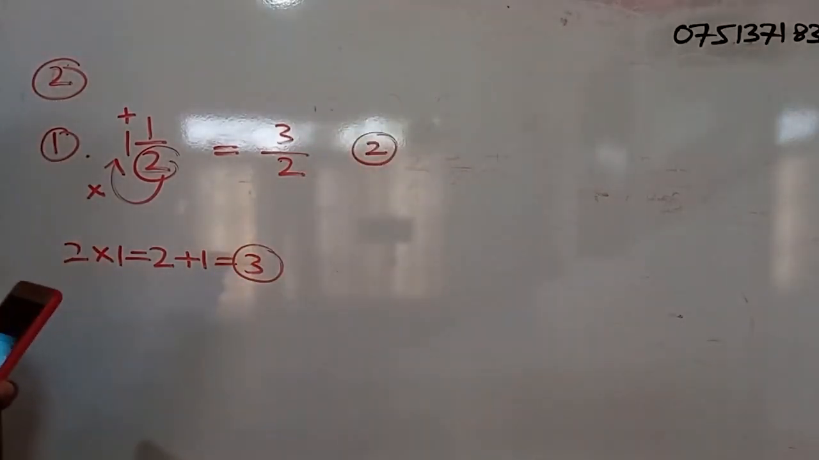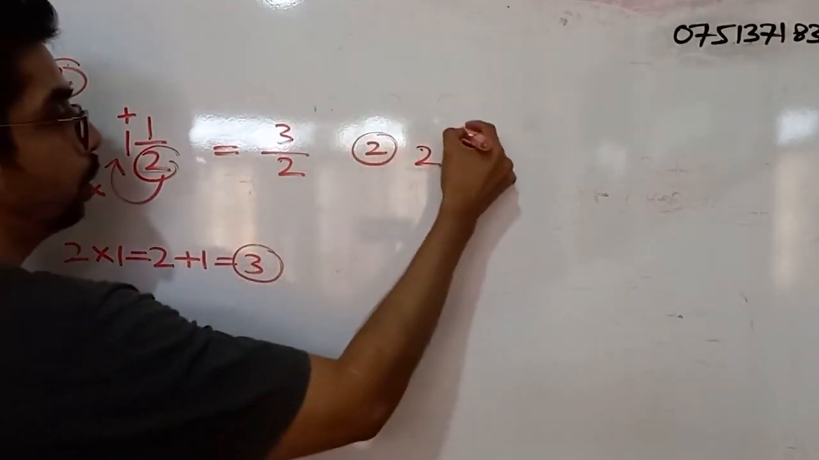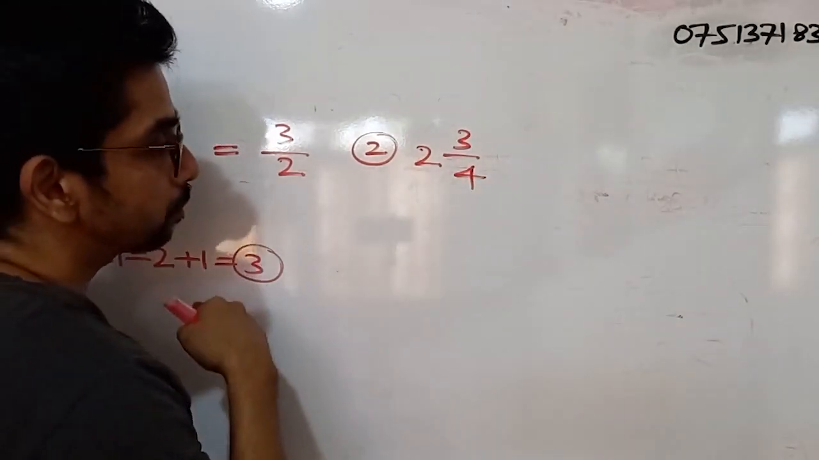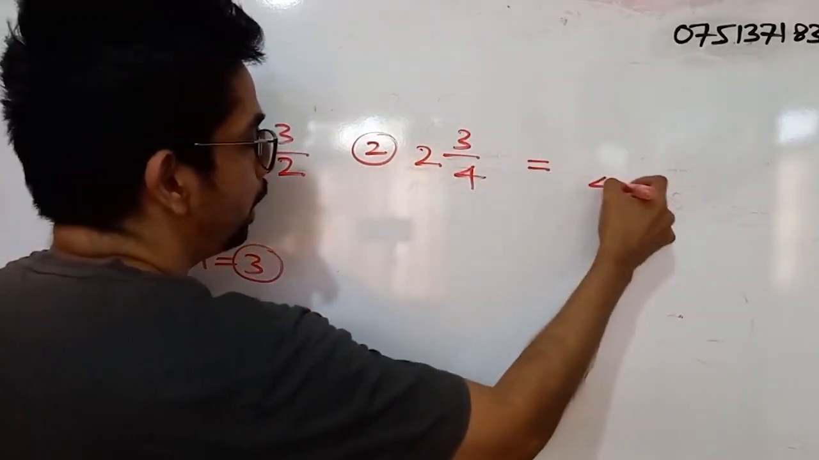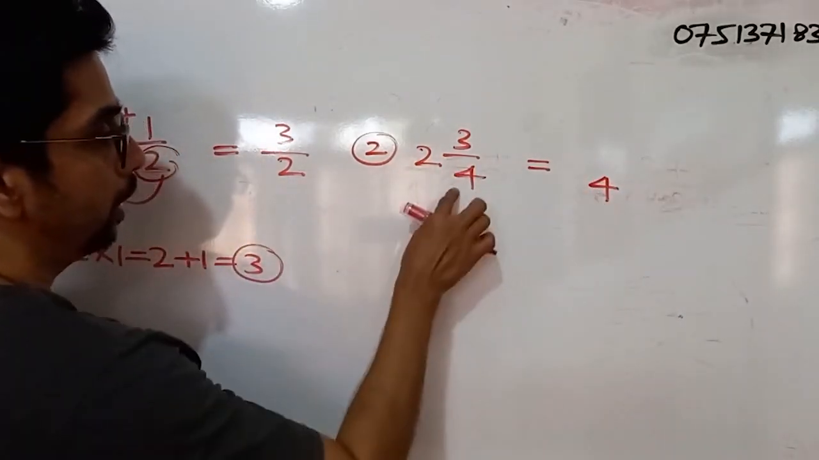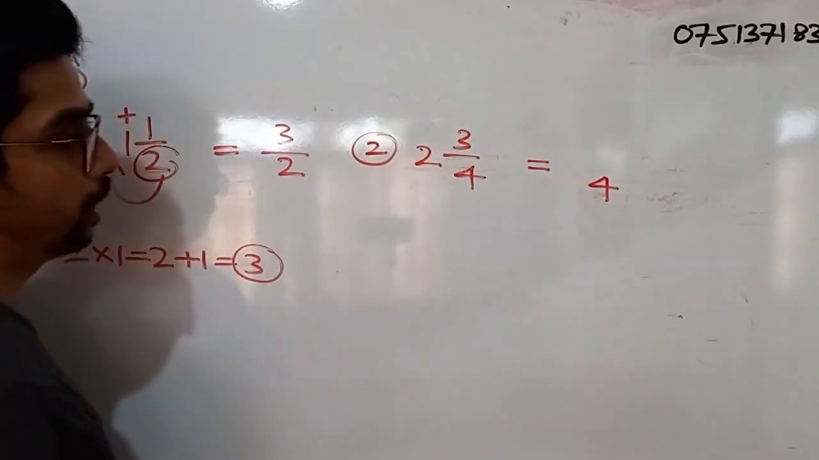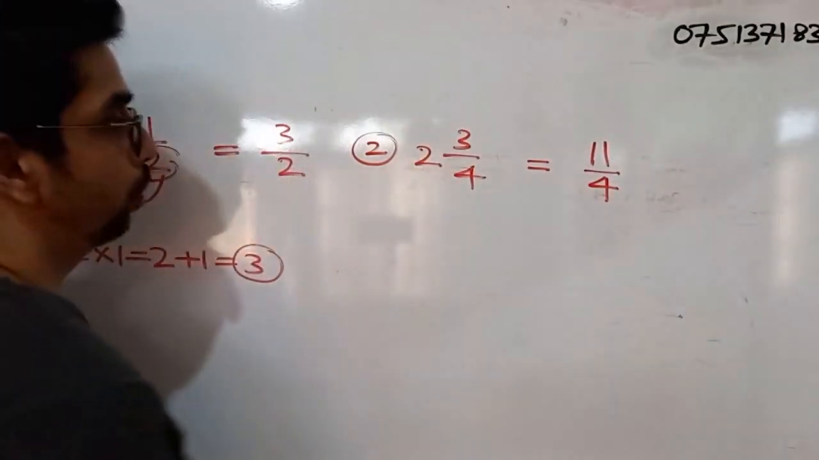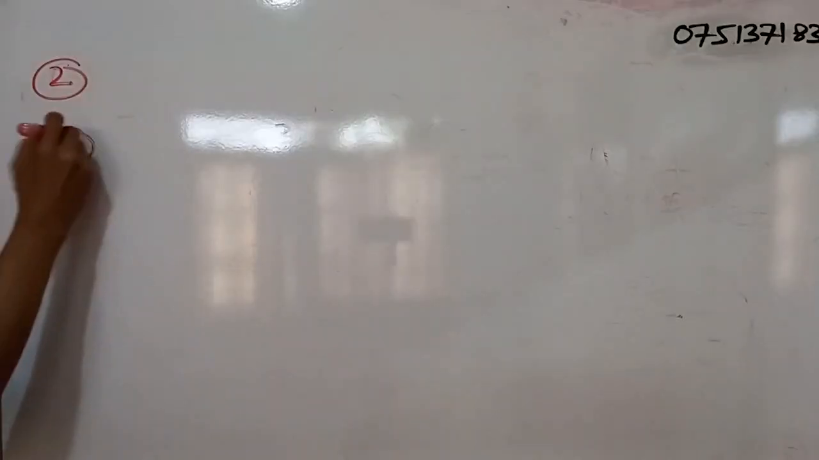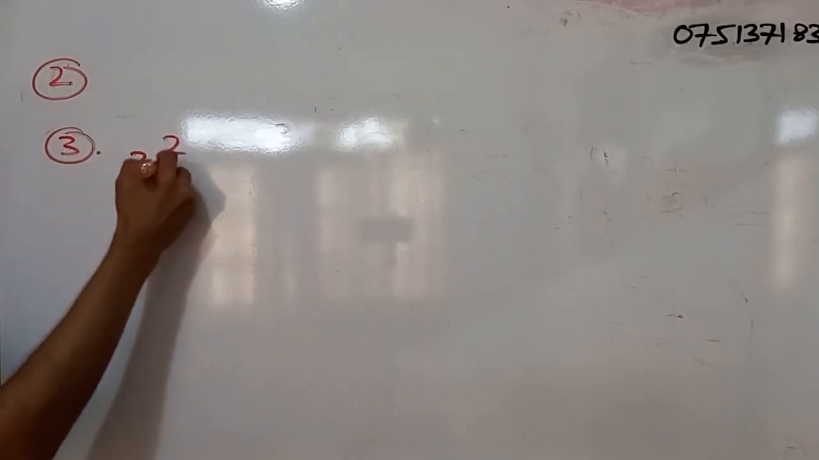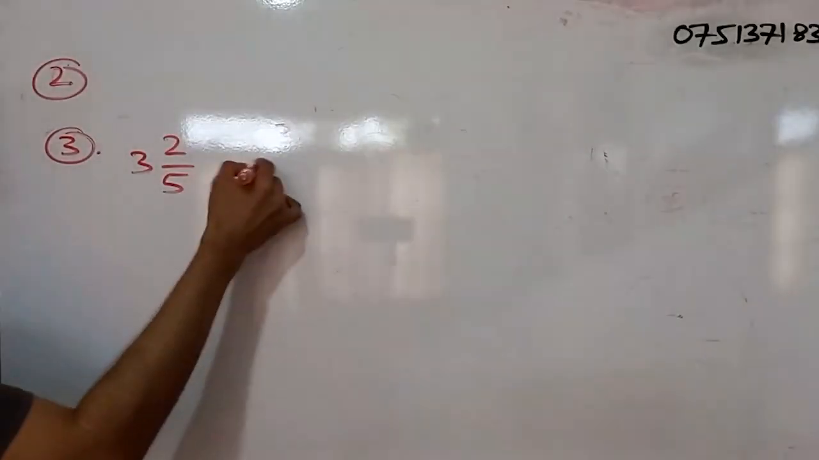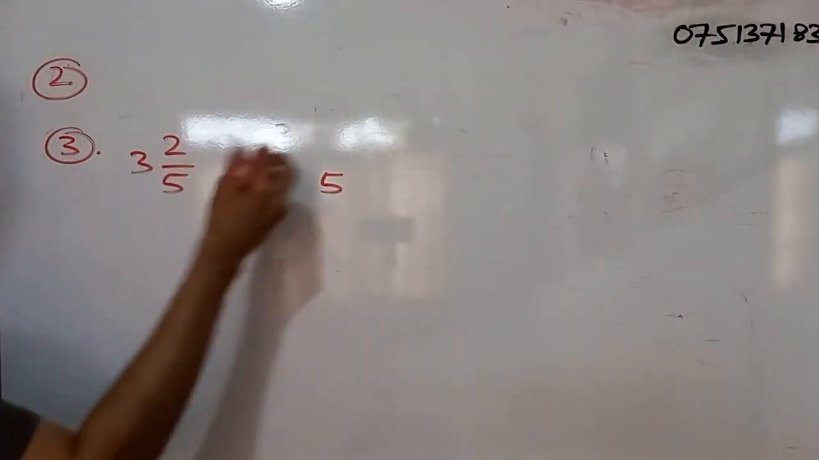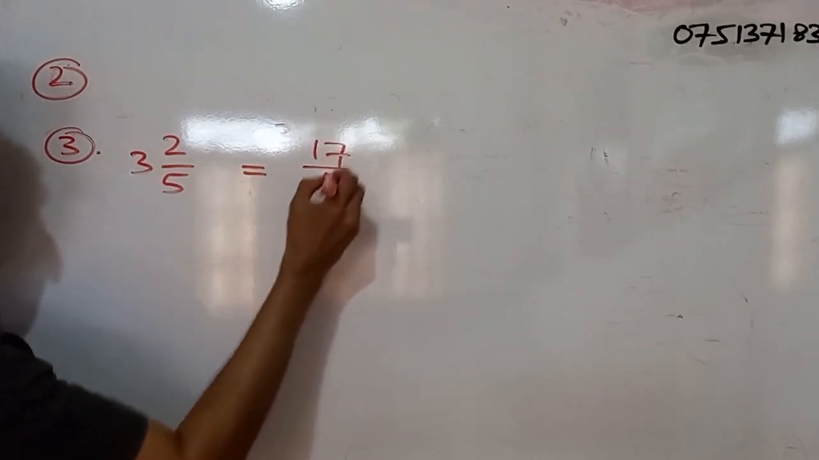Okay, part 2. So the given fraction is 2 and 3 by 4. So how do we calculate the improper fraction? The denominator will be the same, right? So here the denominator is 4 and here also the denominator will be 4. 4 times 2, we know that is 8. Add 3, we get what? 11. So this will be the answer. Part 3, we have 3 and 2 by 5. Okay. So the denominator will be 5. How do we calculate the numerator? 5 times 3, we know that is 15. Add another 2. This becomes what? 17.